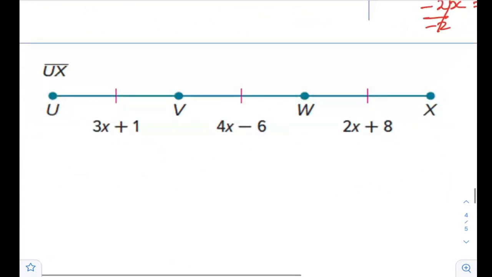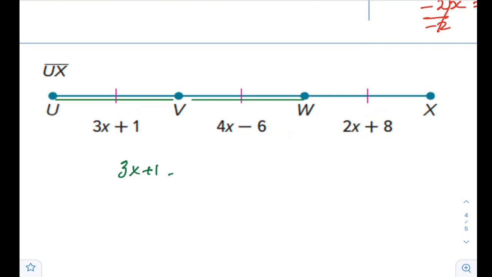Now we want UX here. Let's take another color here. UX from U to X, and we know that all these segments are congruent. We will choose 2 of them. It's enough to compare 2 of them. So we know that 3x plus 1 is equal to 4x minus 6. You can also use this. Try it, and you will find the same answer.